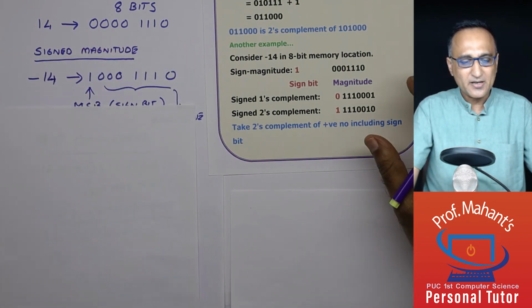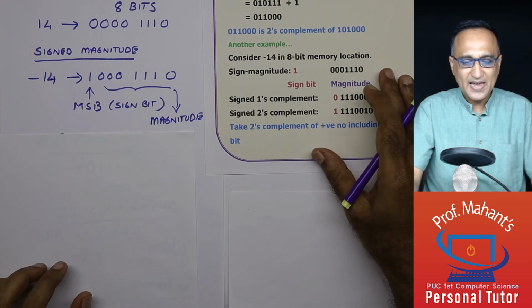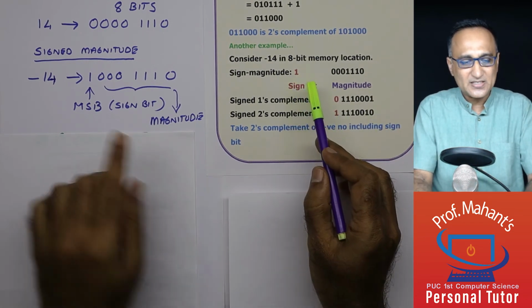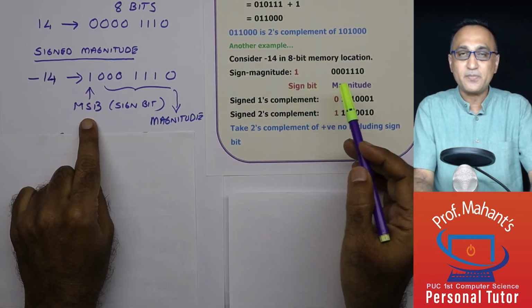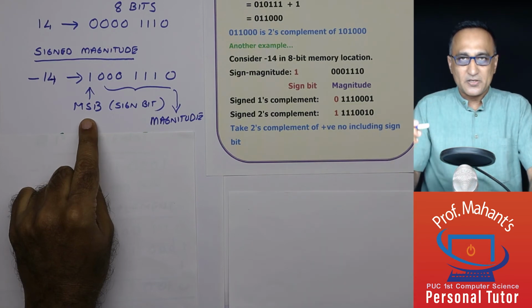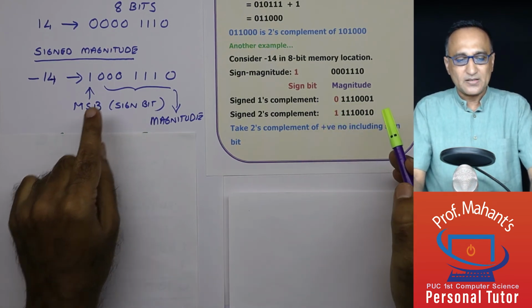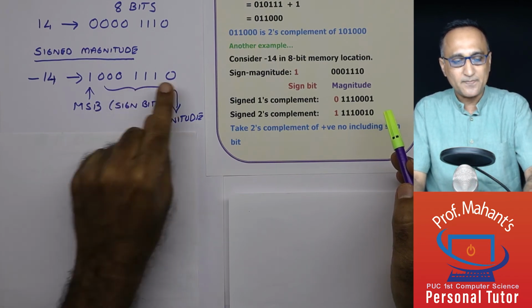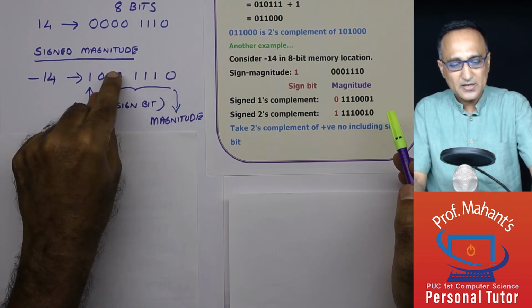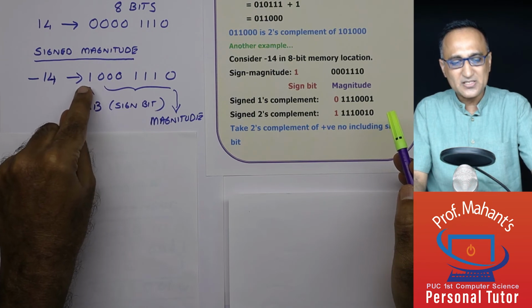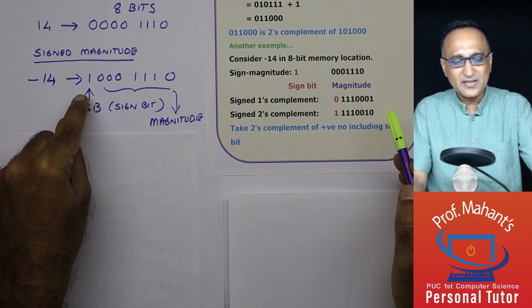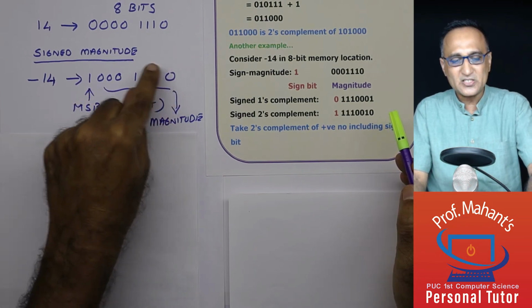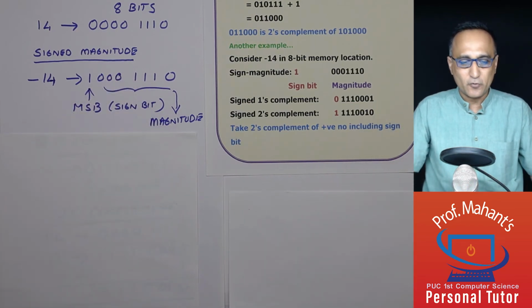So in sign magnitude, what I have done is, I have represented minus 14 with the leftmost bit, or the most significant bit, which happens to be a sign bit, as 1. The rest of the 7 bits I have used as a magnitude to represent the number 14. This 1 tells me this is minus, and this part is 14. So the sign bit tells me it is negative and the magnitude tells me it's the number 14.